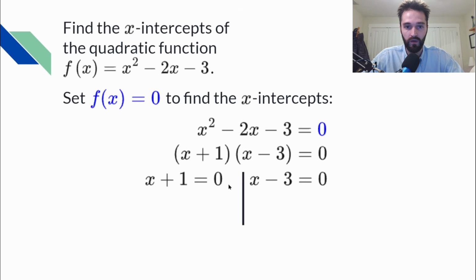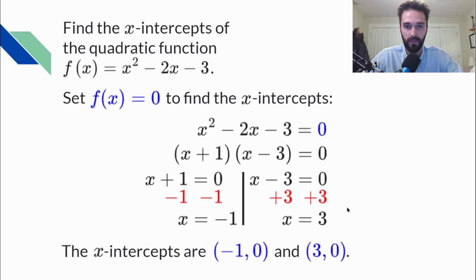All right? Let's start here on the left. Okay? We're going to subtract 1 from both sides. And that gives us x equals negative 1. And then over here, we add 3 to both sides. And that gives us x equals 3. Okay? So the x-intercepts are given as negative 1, comma 0 and 3, comma 0. All right? These are my 2 solutions.